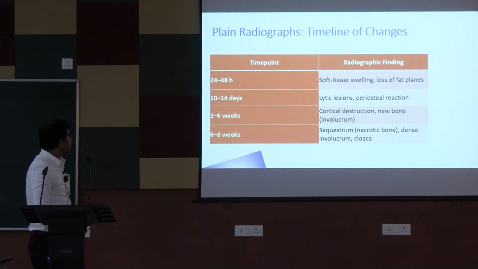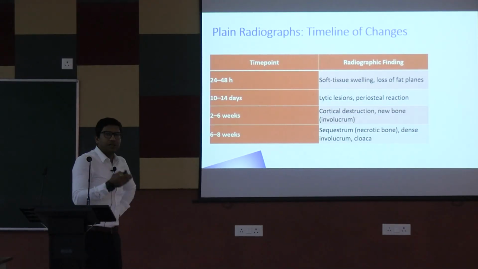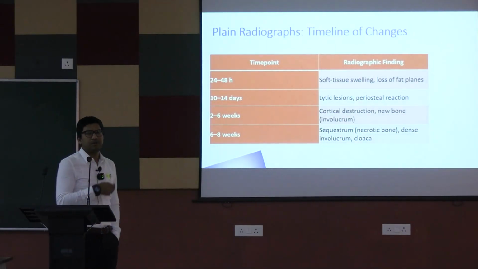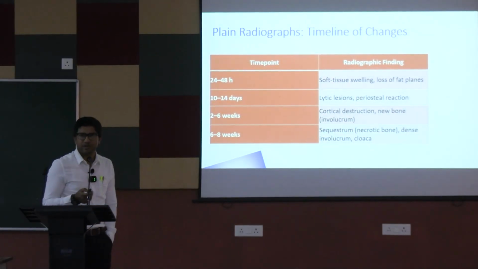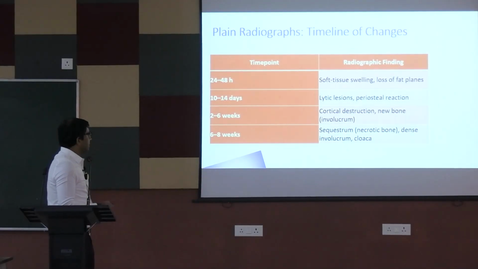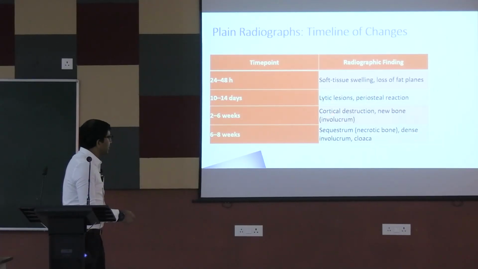So initially, within 2 days, you only get to see local soft tissue swelling. In the X-ray, you see the local swelling and the normal fat planes are lost, but you don't see typical features of osteomyelitis like bone destruction and periosteal reactions. They appear after 1 week, in 10 to 14 days. Okay. Once it progresses to the subacute and chronic forms, the bone destruction features and new bone formation are more prominent.